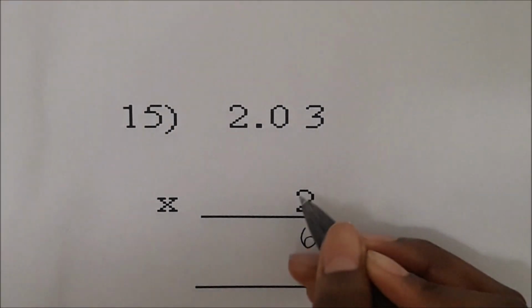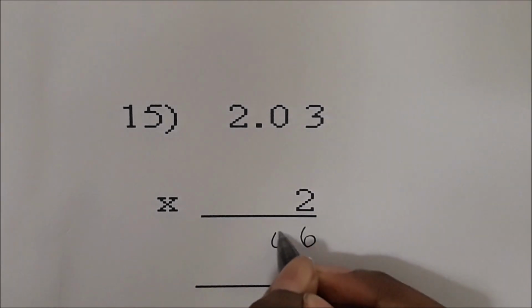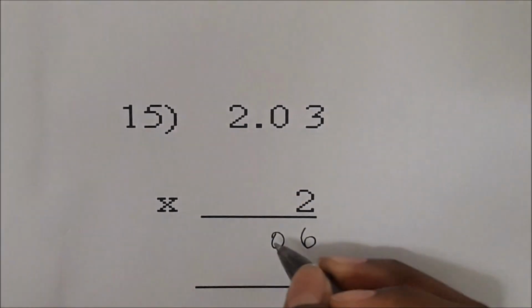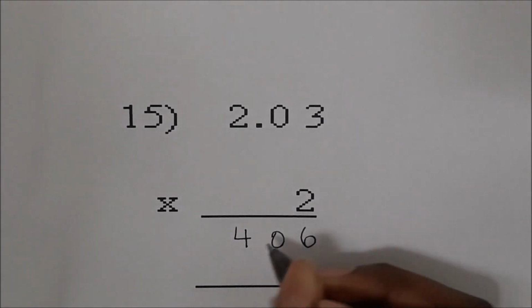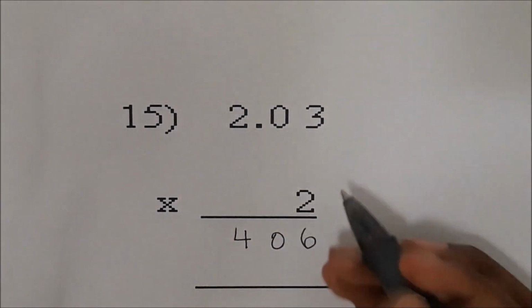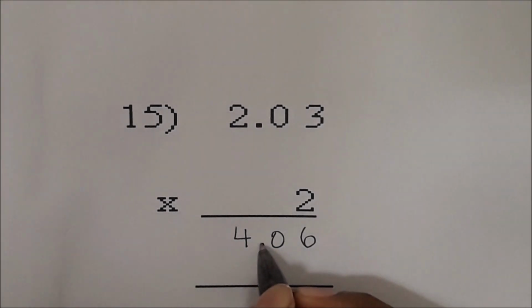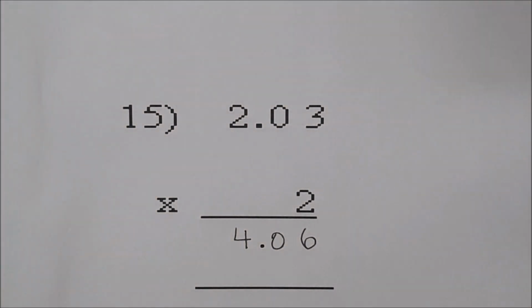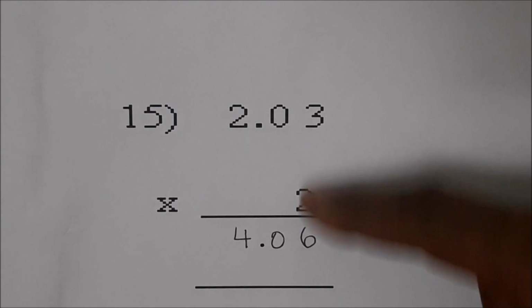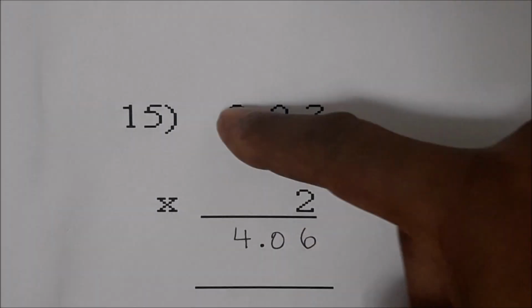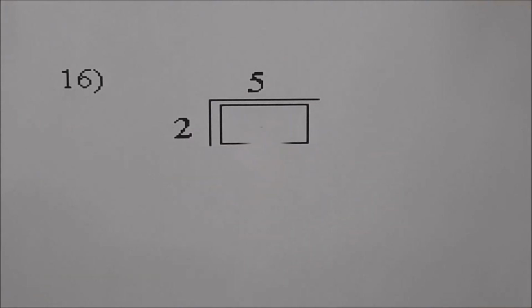Number 15, Raphael, what are you doing? 2.03 times 2. Work it. 2 3s are 6. 2 zeros are 0. And 2 2s are 4. Put the point. Make sure you put the point in. Since there are two numbers after the decimal point, there are 2 decimal spaces. Okay, so it's 2 numbers after the point. So 2 times 3 is 6, 2 times 0 is 0, point. 2 times 2 is 4. You didn't have to regroup, so that one is straightforward.